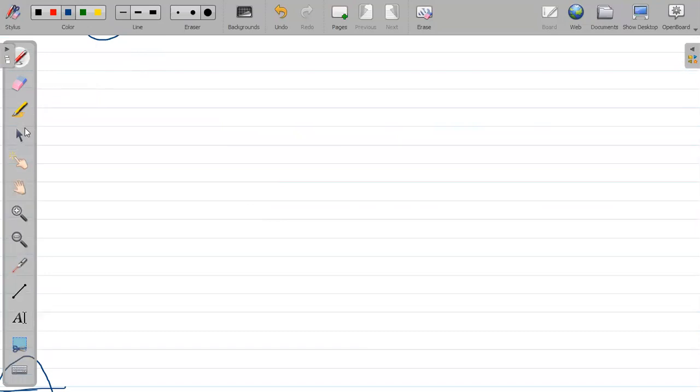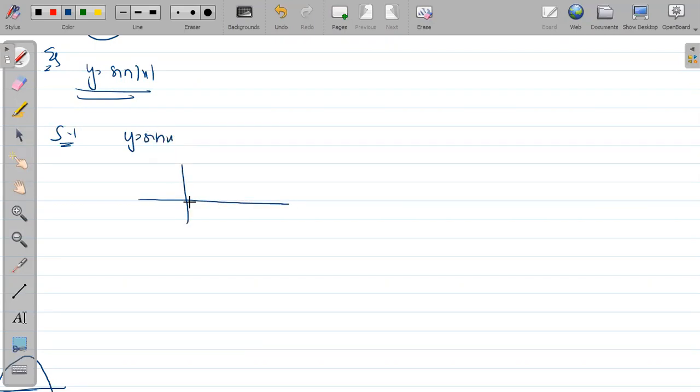See, suppose I want to draw the graph of y equal to sine of mod x. Step 1 is what? Y equal to sine x. Okay, draw it. This is step 1. Step 2, I am writing this in shortcut.